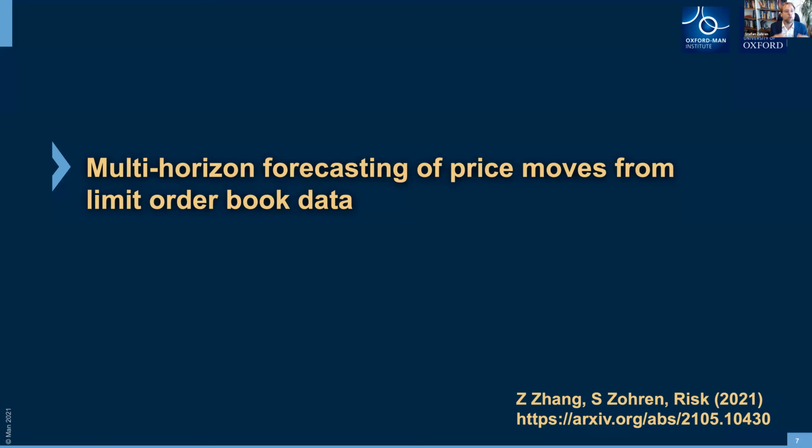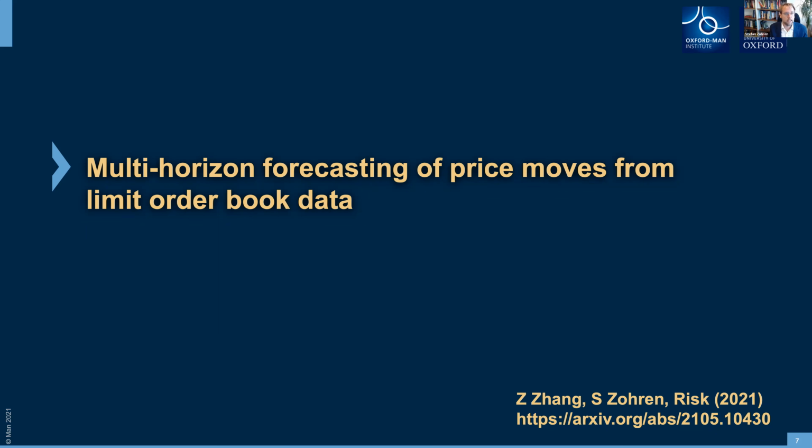So now I'm going to talk about this new work of ours, the multi-horizon forecasting of price moves from limit order book data. And here is the reference at the bottom for those of you who want to look up the original research paper. It's available on arXiv, and it will also appear on Risk or risk.net in the October issue, so in a month's time, more or less.